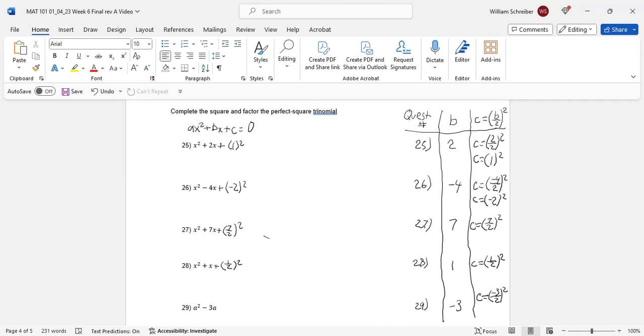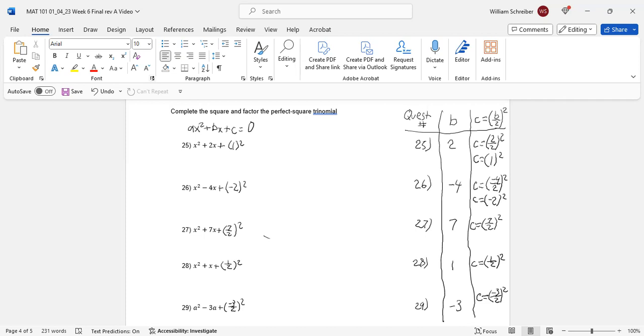For number 29, again, we're going to add the c value, right? So it's plus, open parenthesis, and what we have over here is -3 over 2, close parenthesis squared. Okay, so we just completed the square for all these problems. One, two, three, four, five. 5 problems at one time, right?